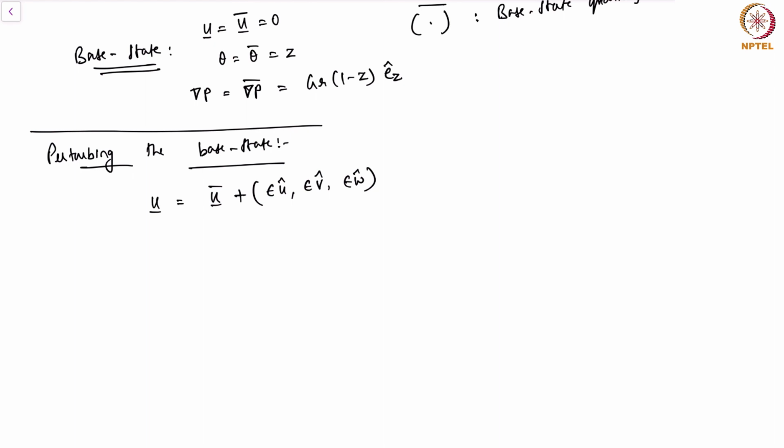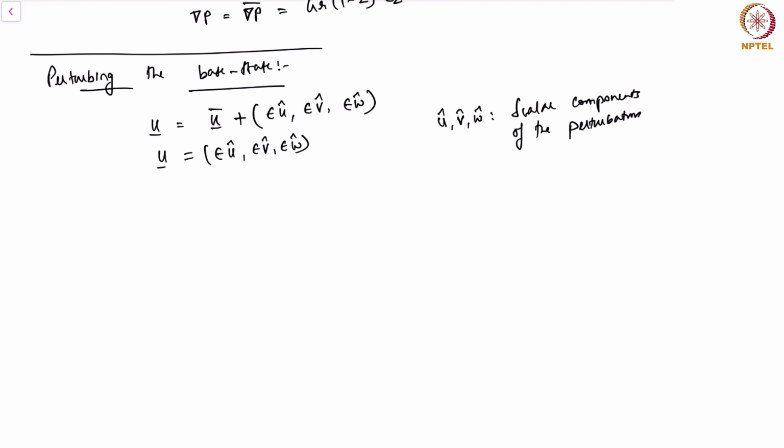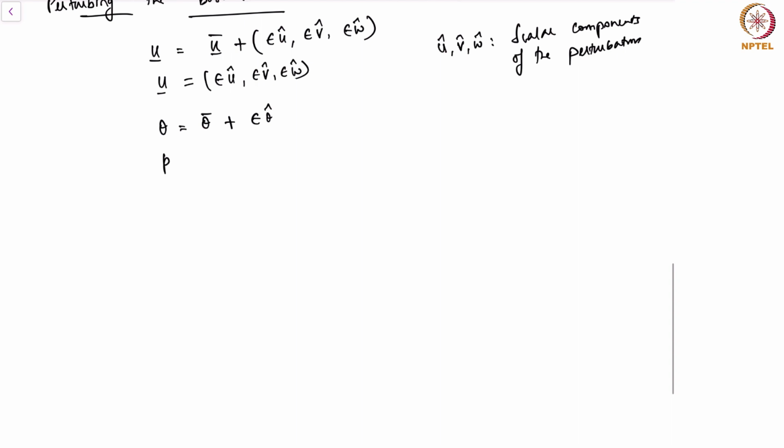So the u component is perturbed by a perturbation epsilon u hat, the v component by epsilon v hat, and the w component by epsilon w hat. But we know that the mean is 0. So essentially my velocity field that I have now is only the perturbation, that is u hat, v hat and w hat. Remember, u hat, v hat, w hat are the scalar components of the perturbation. Similarly, I can do the same thing for other quantities such as theta. I can say theta will be a theta mean plus an epsilon theta fluctuation, and the pressure will be a pressure mean plus an epsilon times pressure fluctuation.